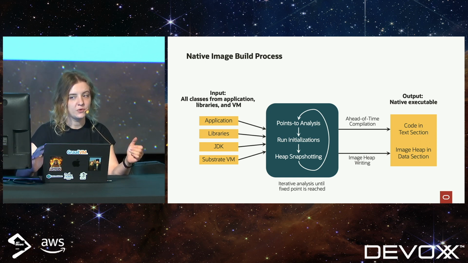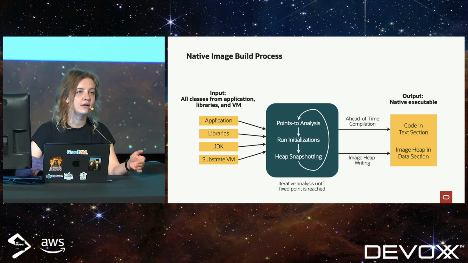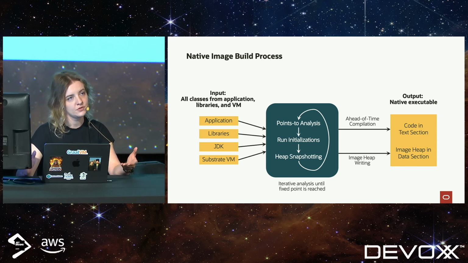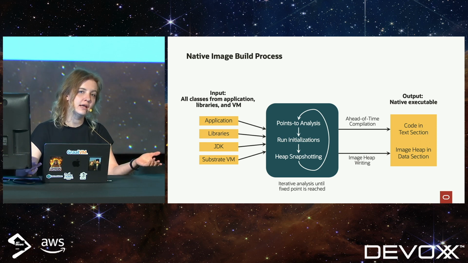And it will repeat this process in steps to find all the reachable code, so all the code that is actually necessary for your application to perform, and then only that code will be included in the final produced native binary. So this way, Native Image is also eliminating the code that you're not actually using in your application, making it as slim as possible.